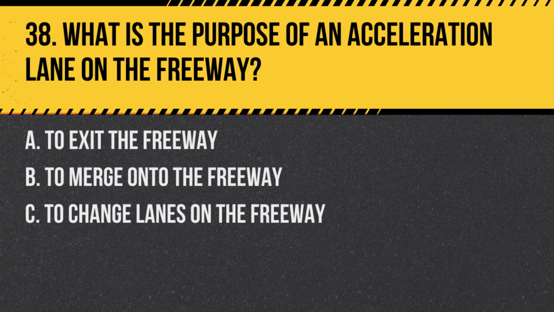Question 38. What is the purpose of an acceleration lane on the freeway? A. To exit the freeway. B. To merge onto the freeway. C. To change lanes on the freeway. Answer: B. To merge onto the freeway. The purpose of an acceleration lane on the freeway is to provide space for vehicles to increase their speed and safely merge into freeway traffic.